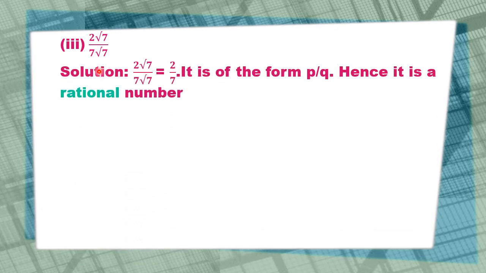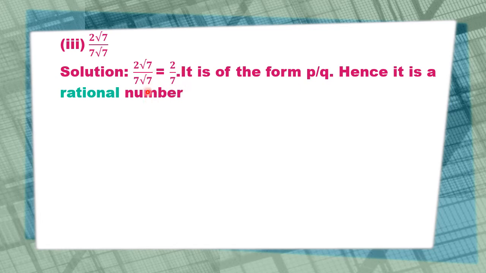On eliminating root 7, we will be left with only 2 upon 7. And what type of form is 2 upon 7? And if it is of that form, then what will the number be? It will be a rational or an irrational number. So let us first do the first step. In the first step, we eliminate root 7, both in numerator and denominator. So we got 2 upon 7.